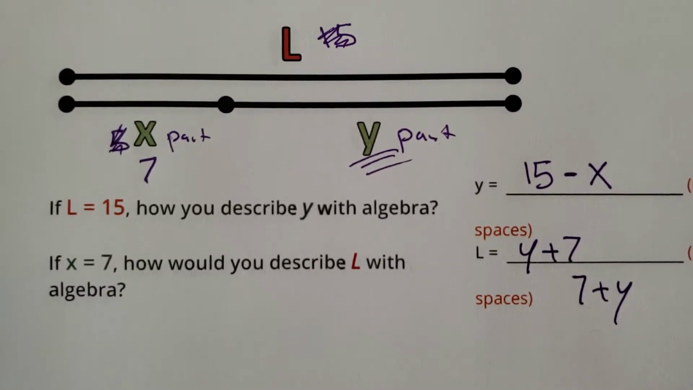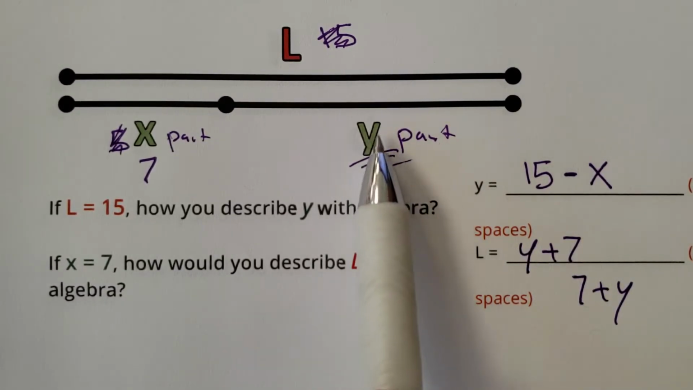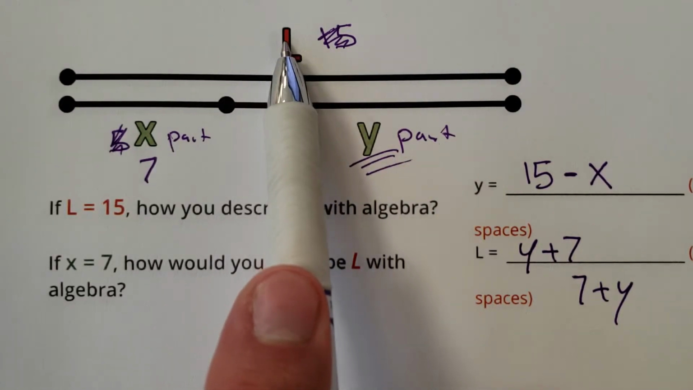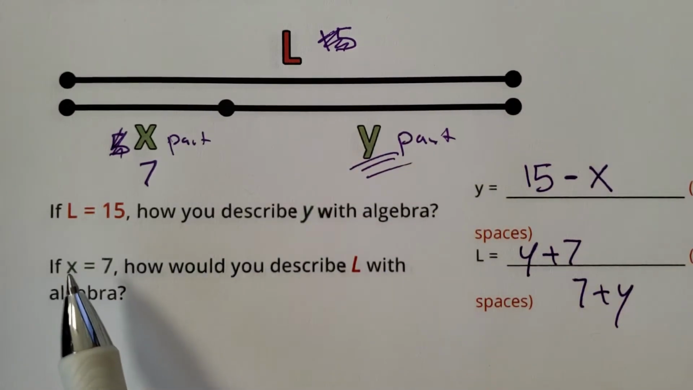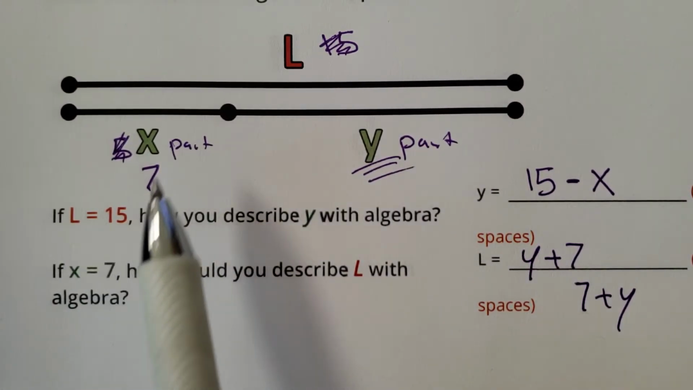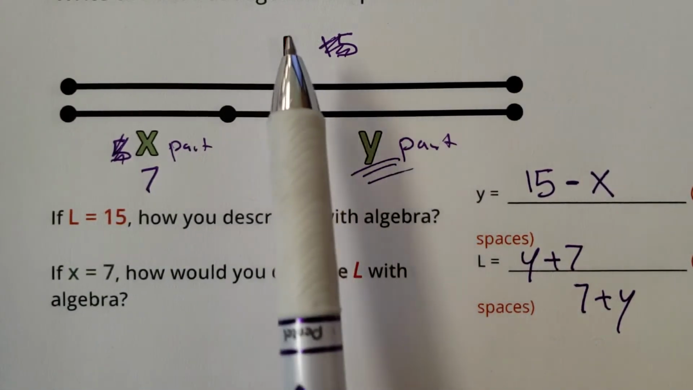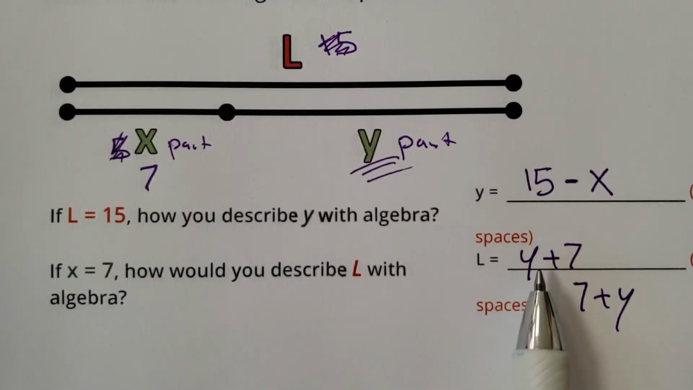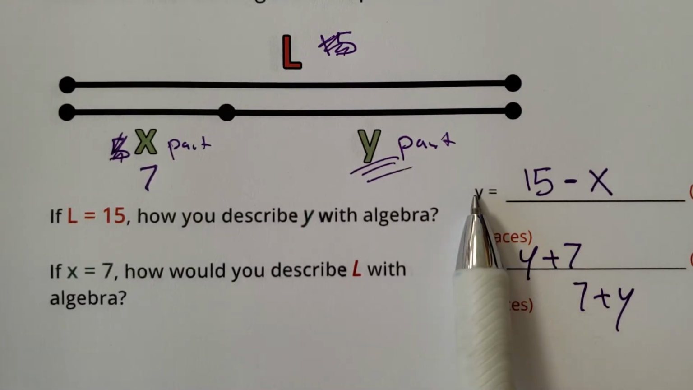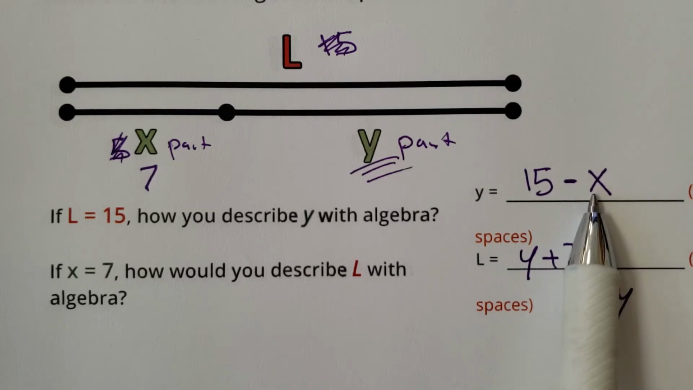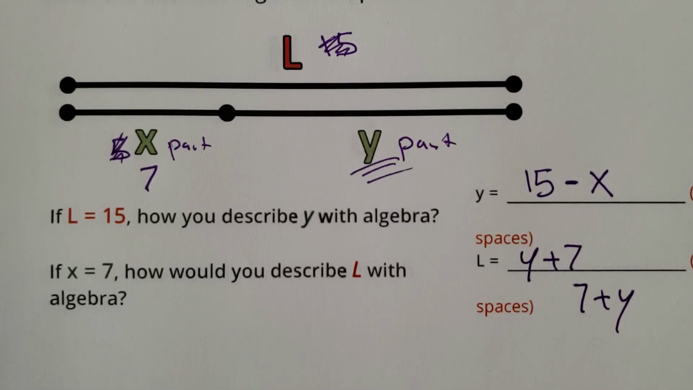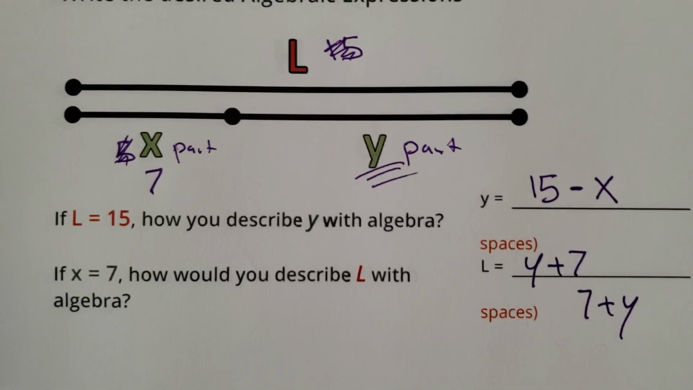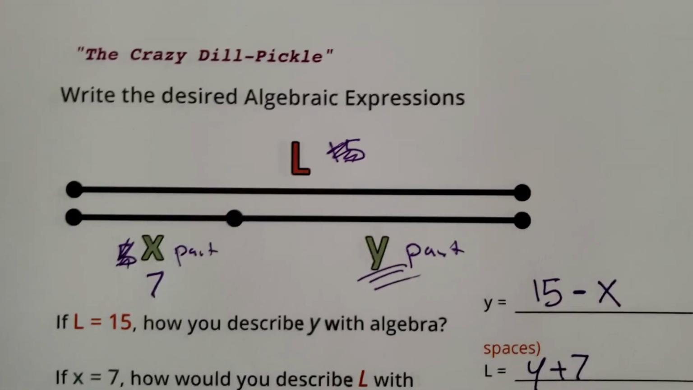So that's it. If you have one of the parts, the total minus the part will equal the other part. If you have the parts, then part 1 plus part 2 equals the total, or the total equals the two parts. So part equals total minus part, or total equals part plus part. There you go. Just some logical spatial sense stuff. Okay, again, that was the Crazy Dill-Pickle.